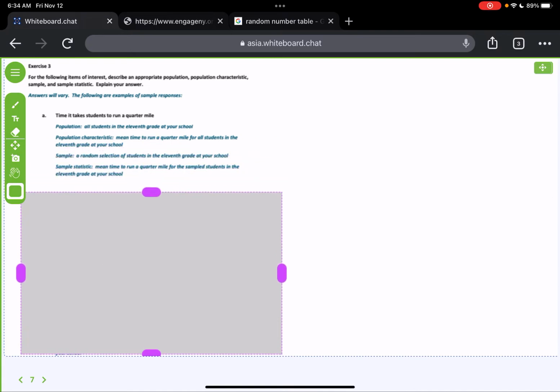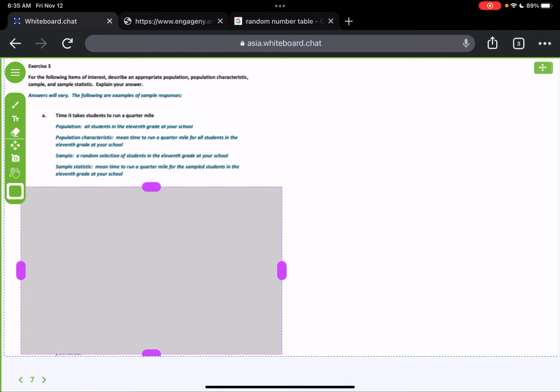So let's see here. It says a population. All students in the 11th grade at your school. Okay, well, the mean times for a quarter mile of all the students of 11th grade at your school. Now, a sample would be a random selection of the students in 11th grade.